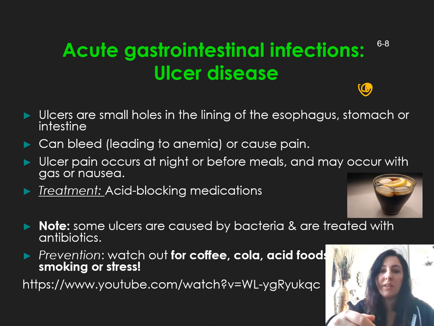Some treatment for an ulcer disease would be acid blocking medications. Also, some remedies might just be drinking more water, eating healthy, staying away from acidic foods, and things like that. Also, some ulcers are caused by bacteria and are treated with antibiotics. So if that was the cause of your ulcer, then antibiotics should help.